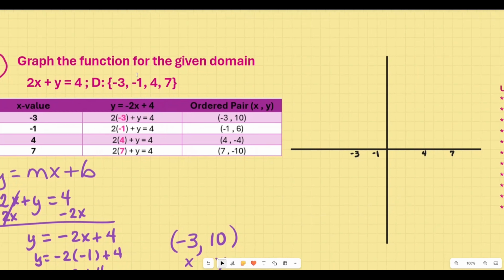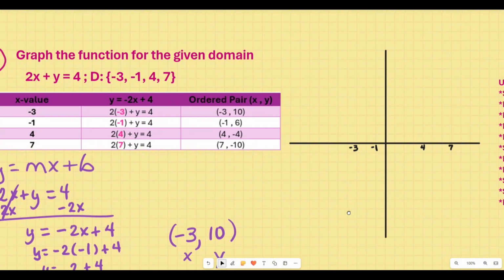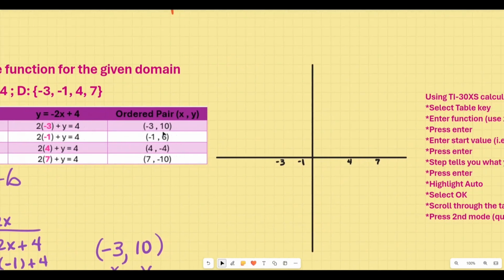In this case, since I have specific domain values, I'm not going to actually connect those points. I'm just going to use points for these specific domain values. All right, so that will be at negative 3 and 10. So where x is negative 3 and where y is 10, I have to see where they intersect. And once I see where they actually intersect, I can go ahead and graph a point there. So that's going to be right here for one of them. And because there's a 10, this is 10.